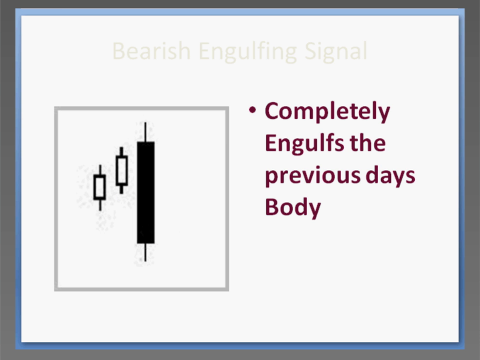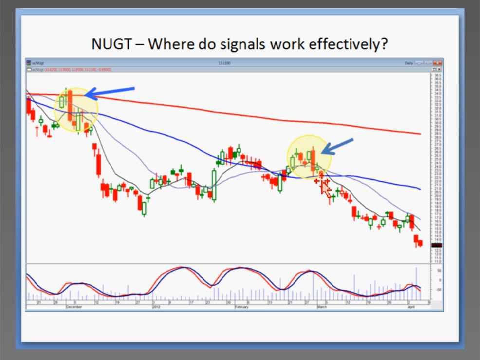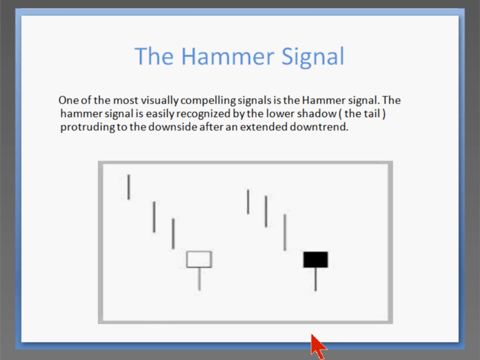Bearish engulfing signal, exact opposite. That black candle completely engulfs the previous day's candle, telling you there's been a change of investor sentiment. The hammer signal. There's only one rule that you need to know in candlestick analysis, and that's the number 2. The tail is 2 times greater than the body.